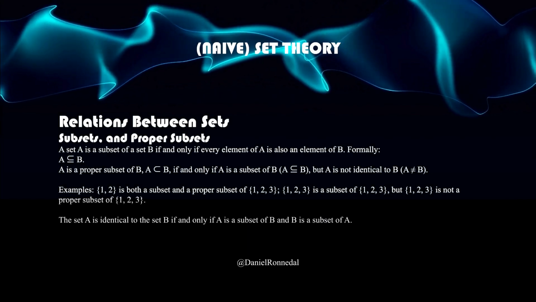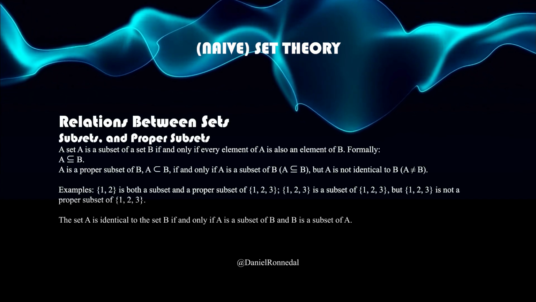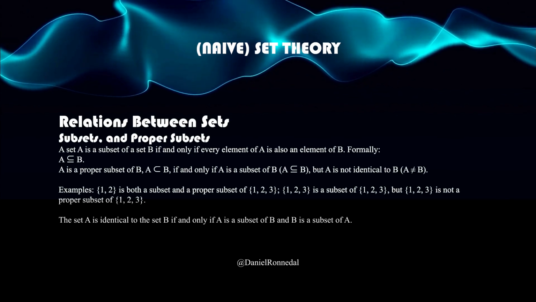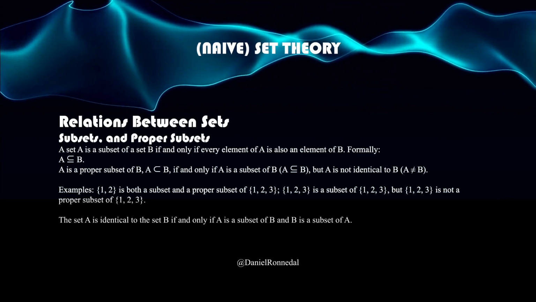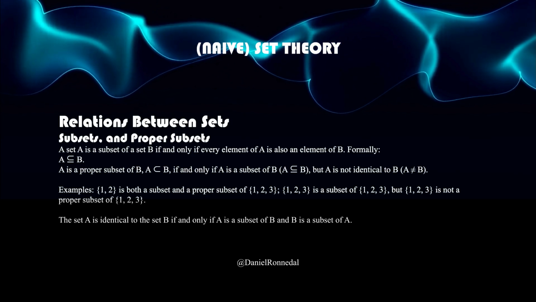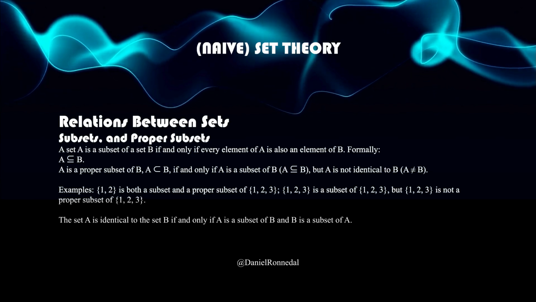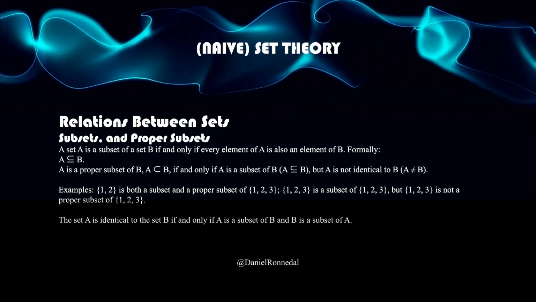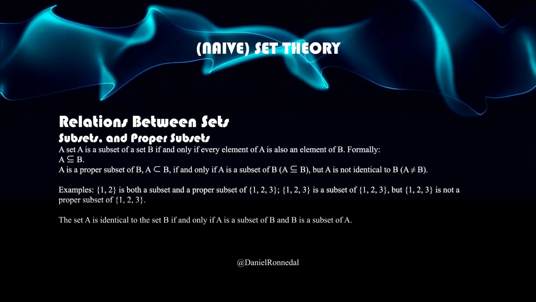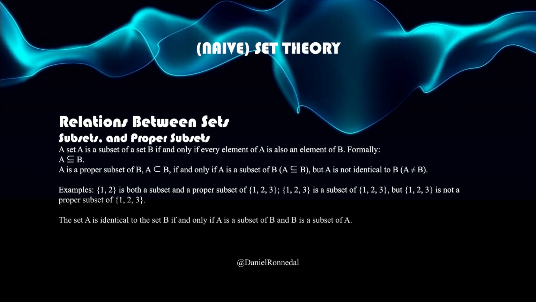A set A is a subset of a set B if and only if every element of A is also an element of B. A is a proper subset of B if and only if A is a subset of B, but A is not identical to B. Example: the set whose only members are 1 and 2 is both a subset and a proper subset of the set whose only elements are 1, 2, and 3. The set whose only members are 1, 2, and 3 is a subset of itself, but this set is not a proper subset of itself.